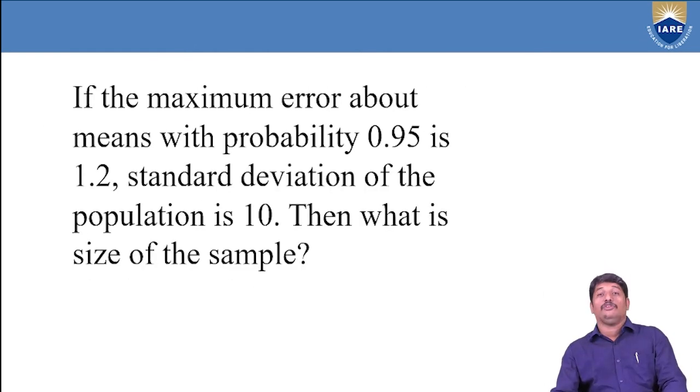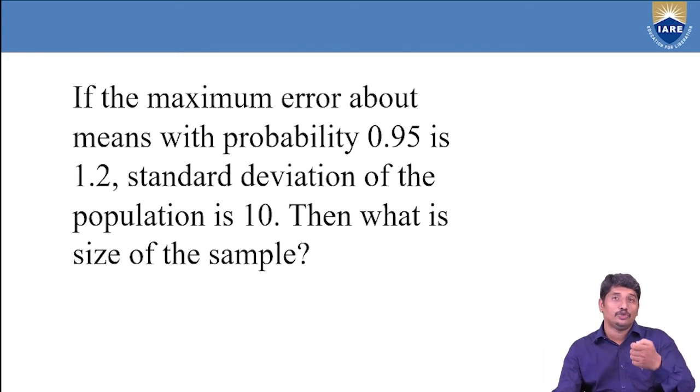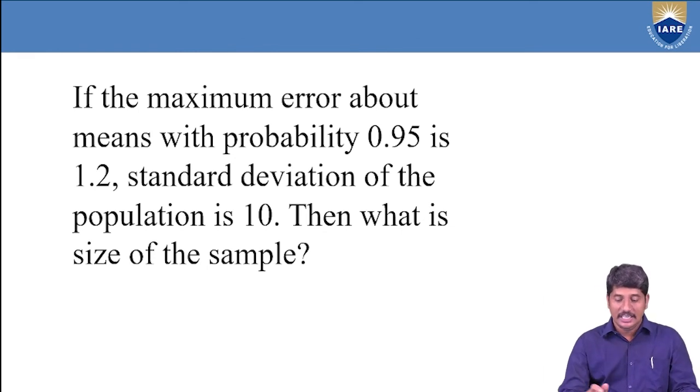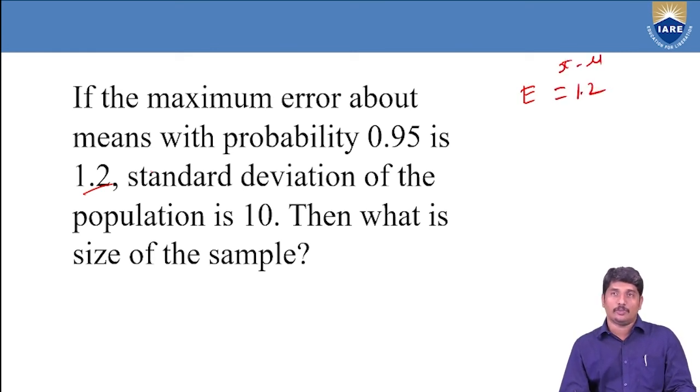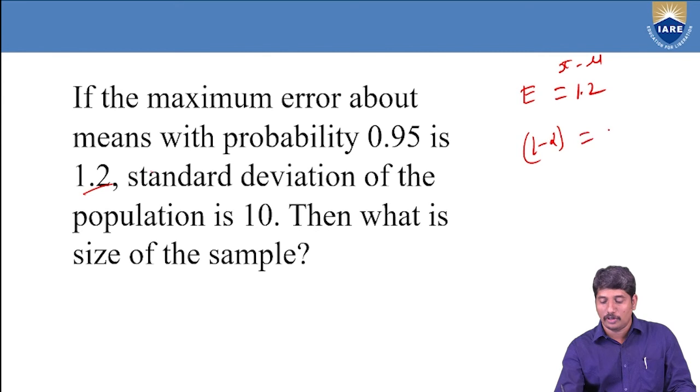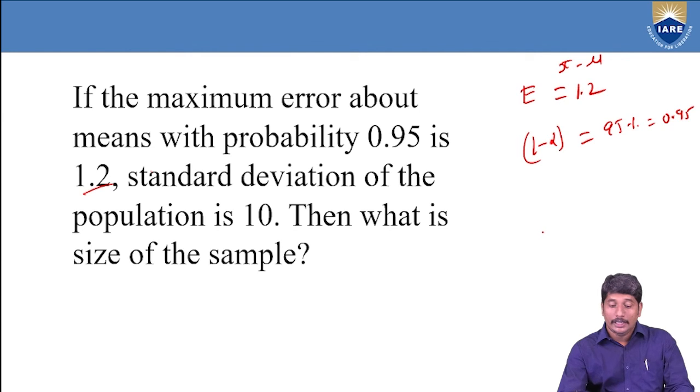Now, here we are going to see one more interesting application of confidence intervals: to fix the sample size to be collected in order to restrict the error to the prescribed level. See here, if the maximum error about the mean with probability 0.95 is 1.2, that means you are expecting that the error between x bar and mu should not exceed 1.2, and you are precise with the level of confidence 95%, that is 0.95.